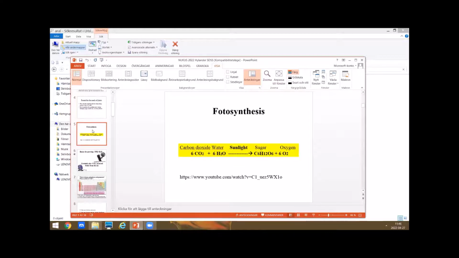Photosynthesis is capturing carbon dioxide from the air, combining it with water with the help of sunlight into sugar, C6H12O6, and oxygen. So as a byproduct, we get oxygen into the air. And that's why we say that it's refreshing with the plants. The planet is really needing plants, otherwise we wouldn't have any oxygen in there.